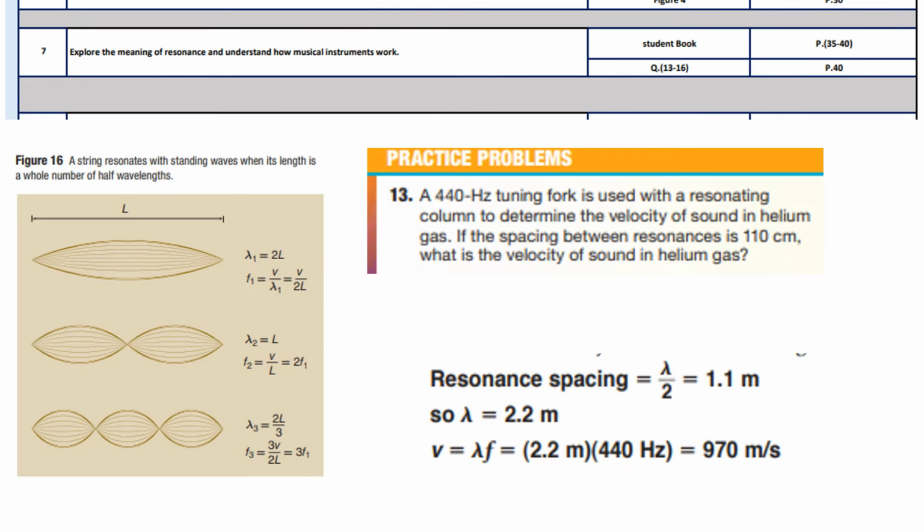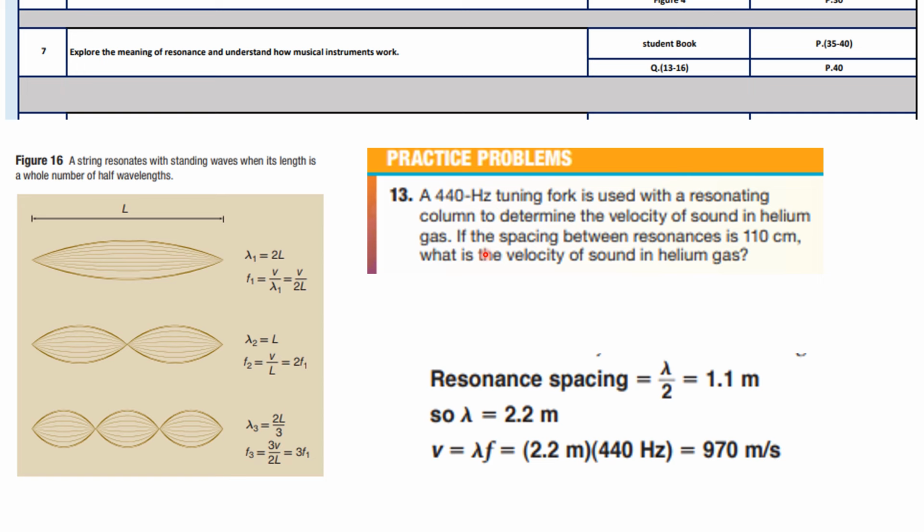Moving to bullet number 7, exploring the meaning of resonance, especially when talking about the pipes. Here I pick question number 13, talking about a 440 Hertz tuning fork used with a resonating column to determine the velocity of the sound in helium gas.